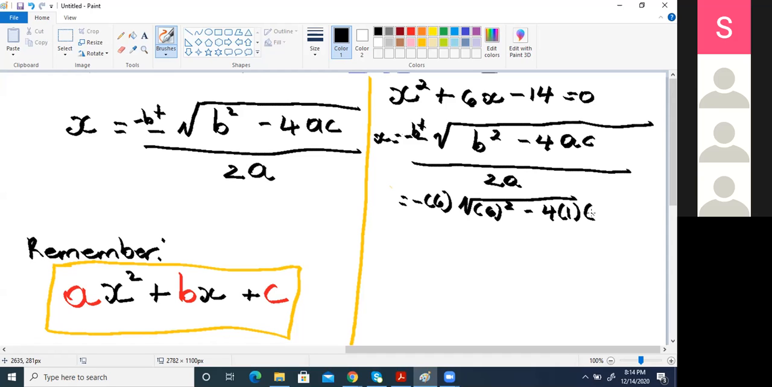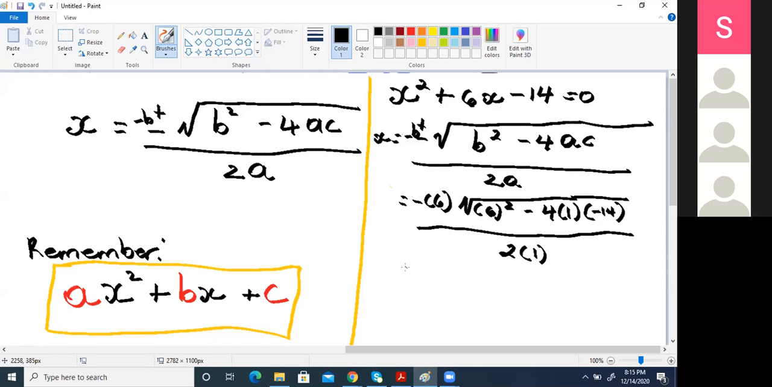Oh, it's 14. Sorry. And it's not positive, it's negative 14. So c is negative 14. So all you're doing so far is substituting. And that's over 2 times a. What is a? 2 times 1.